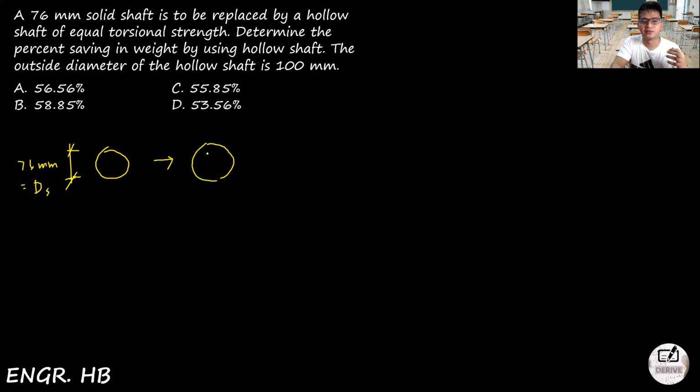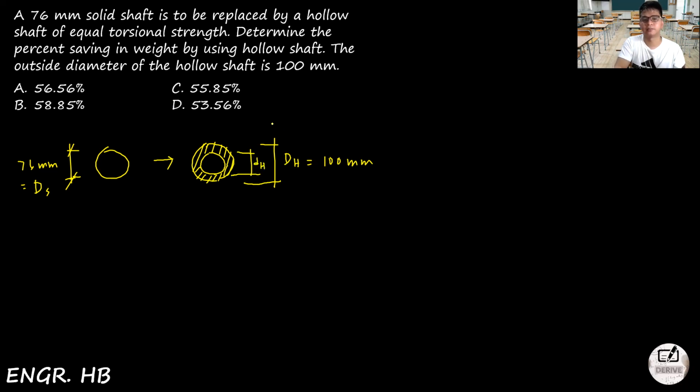Let's say this is the hollow one. When we say hollow, it has a hole, with an inside and an outside. Let me add a line. It is to be replaced by a hollow shaft of equal torsional strength. Determine the percent saving in weight by using the hollow shaft. The outside diameter of the hollow shaft, let's say DH, is equal to 100 mm. And of course, if there is a large DH, we also have a small dh.